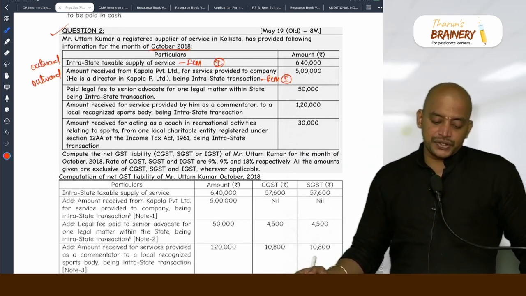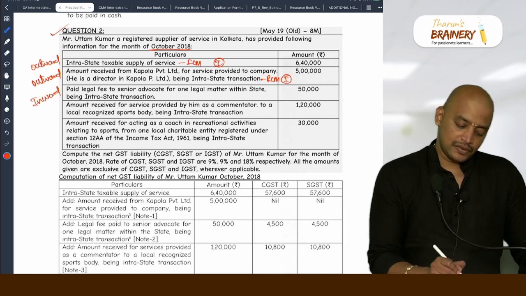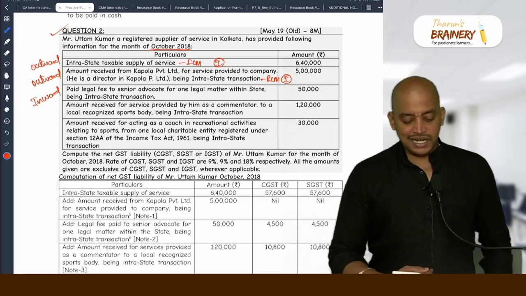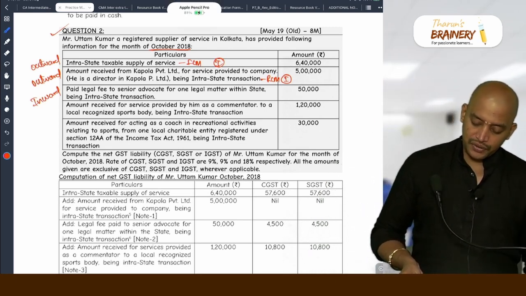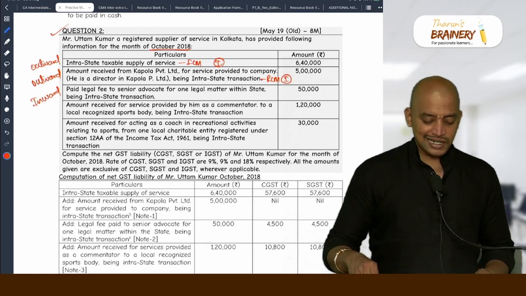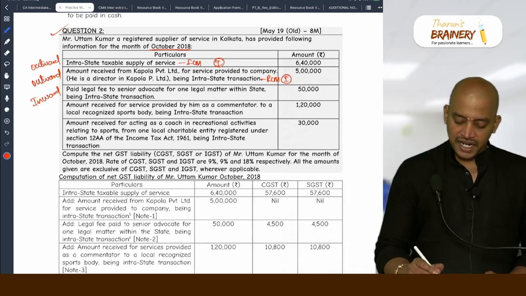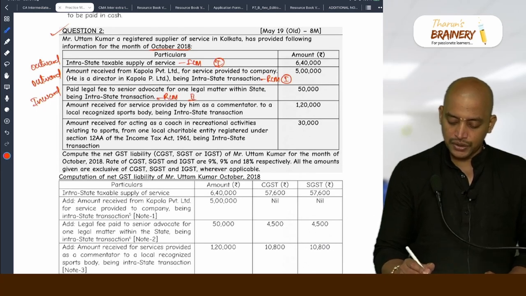Paid legal fees to senior advocate. Paid legal fee, inward. Paid legal fee to a senior advocate for one legal matter within the state, being an intrastate transaction. So legal fees paid to an advocate, so RCM. And where will it be coming? RCM means it will come in statement 2 and statement 3.